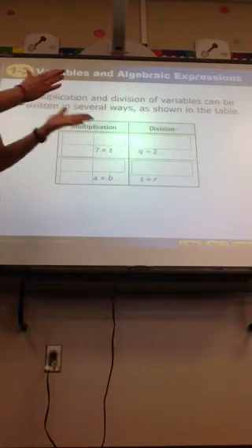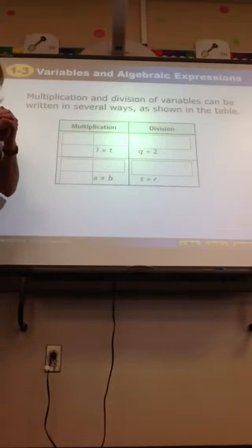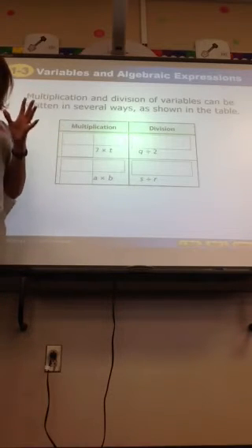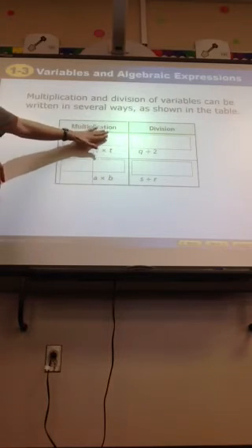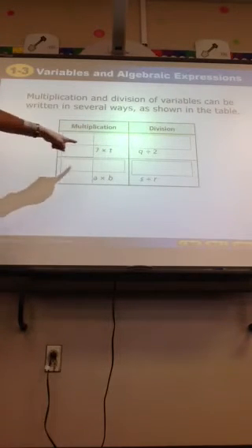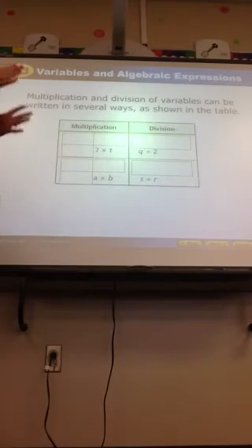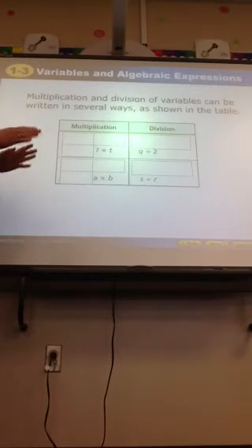We need to talk about ways that you can see multiplication and division. We've talked about this before, but I just want to review it because there are different ways you may see multiplication and division represented in your algebraic expressions. So over here for multiplication, we've got 7 times x, and we could use an x. But the problem with that is, of course, you guys know, we might use x as a variable, so we don't really want to use that.